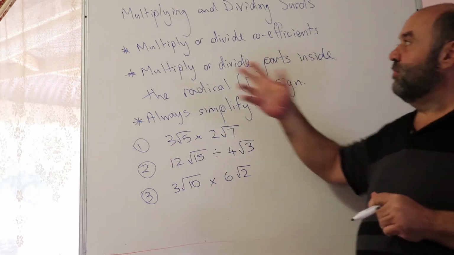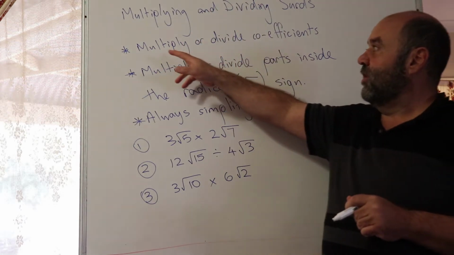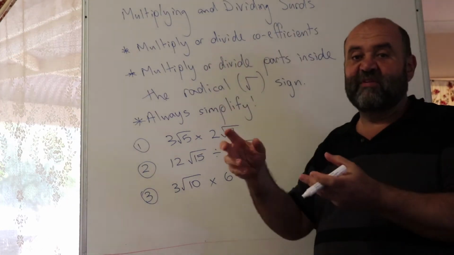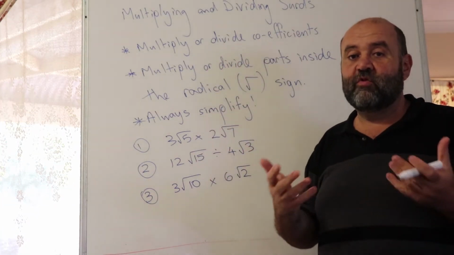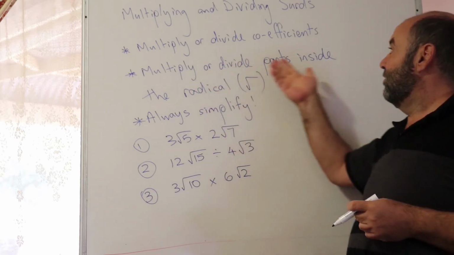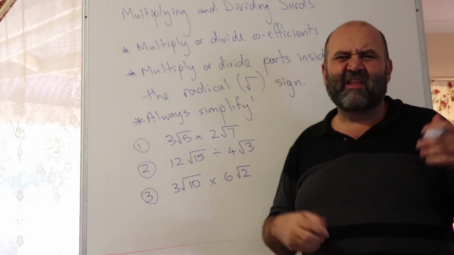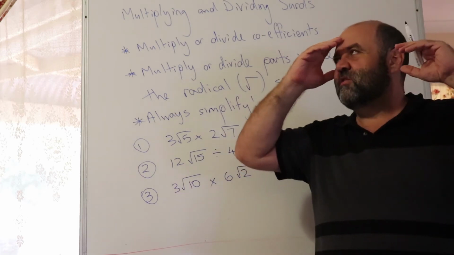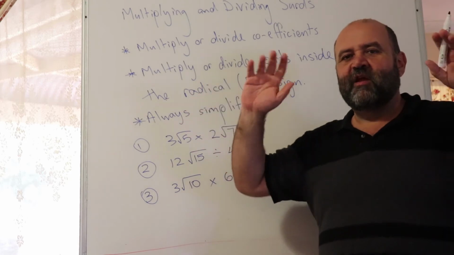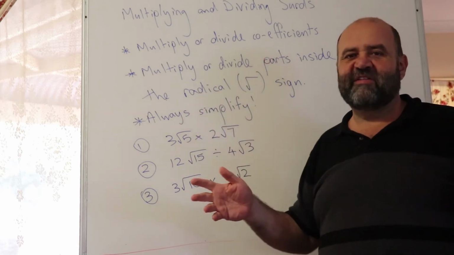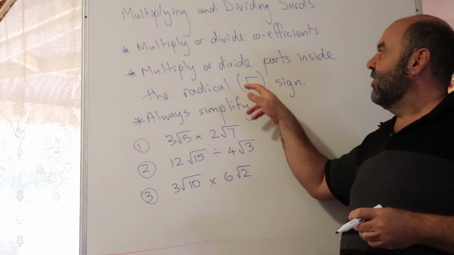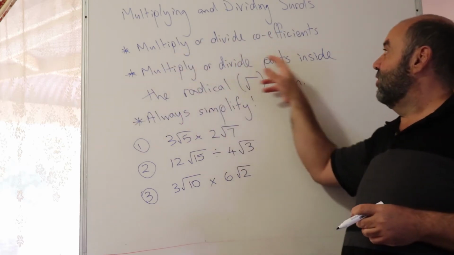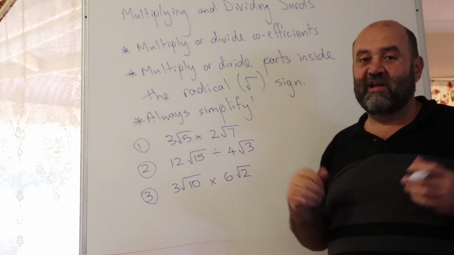The rules are pretty simple. Whenever we're multiplying or dividing, we multiply or divide coefficients, just in the normal way. So the numbers out the front just get multiplied together in the normal way. And then we multiply or divide parts inside the radical sign. Now the radical sign is just a funky way to say the square root sign. Remember, mathematicians love to come up with funky names for things, makes them sound really, really smart, and they just mean a simple idea usually, right? So we multiply or divide the numbers out the front, as usual, and we multiply or divide the parts inside the radical sign, as usual.